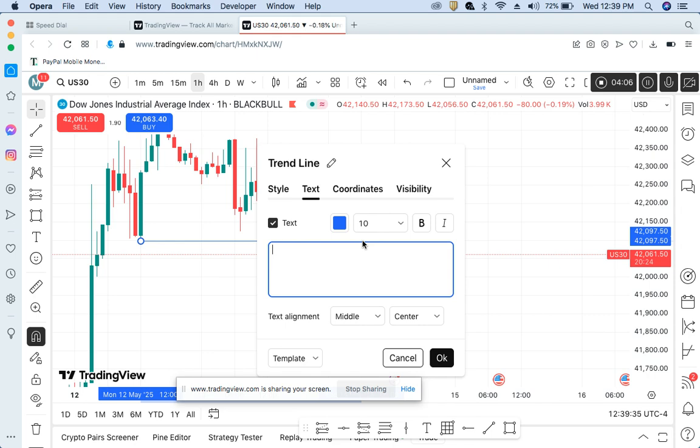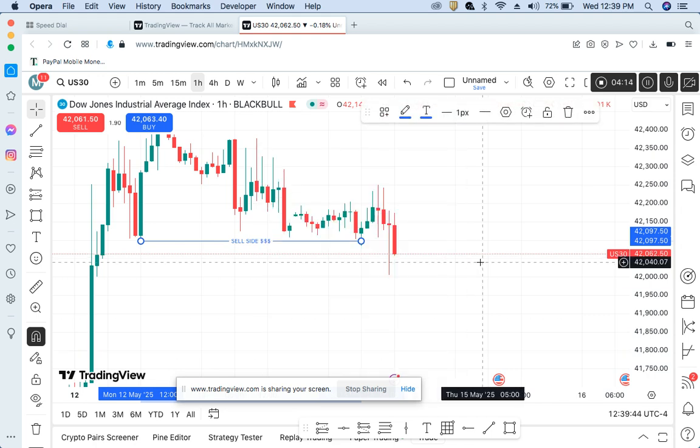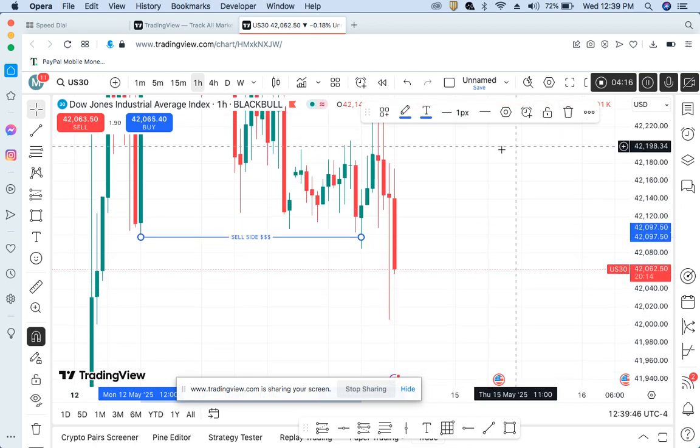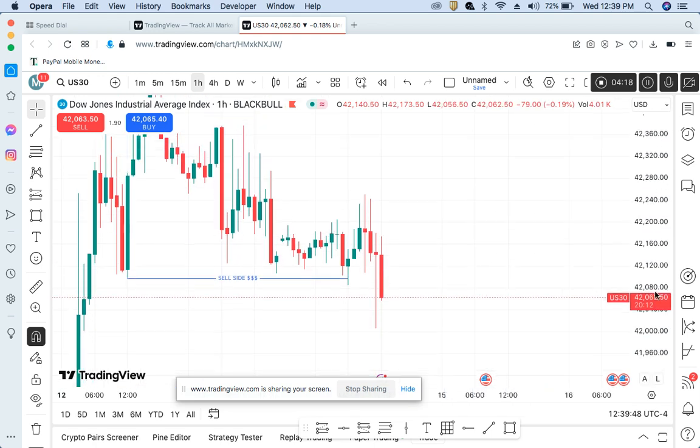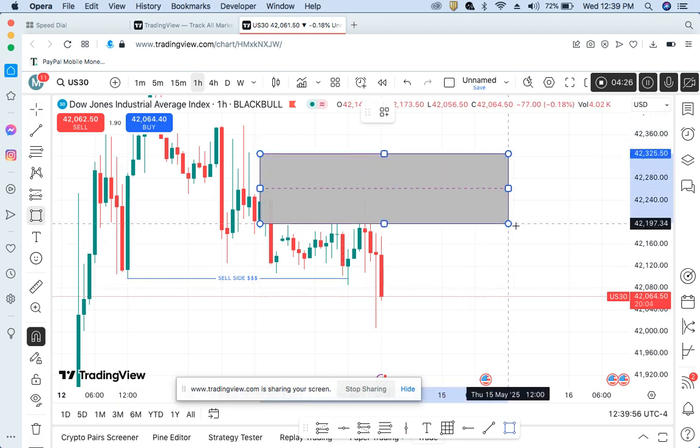I mark sell side liquidity here. Some people call it liquidity. I'm from Africa, man. So the last buy candle before an aggressive sell that did a stop hunt. I take my rectangle right from the wick to the bottom right there.